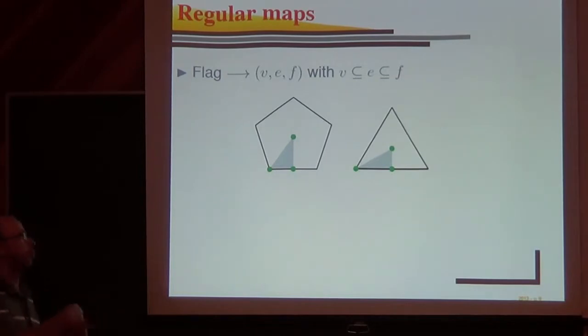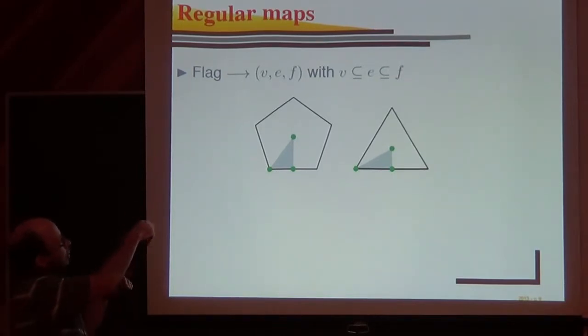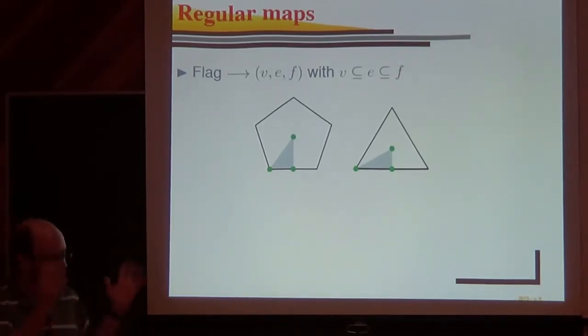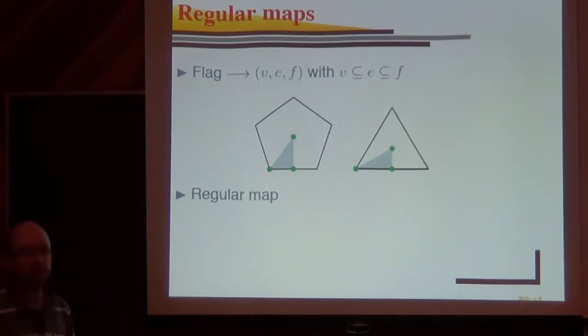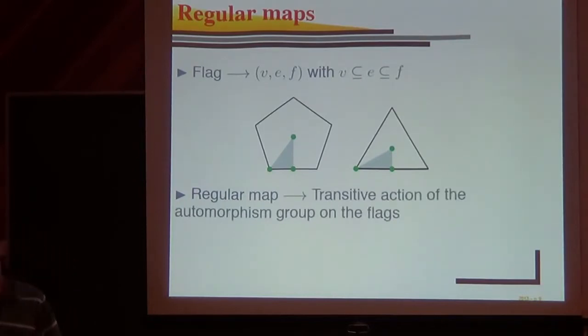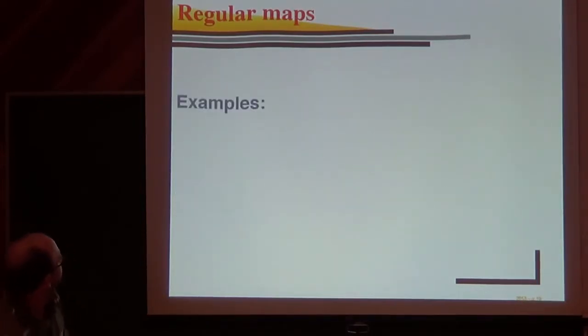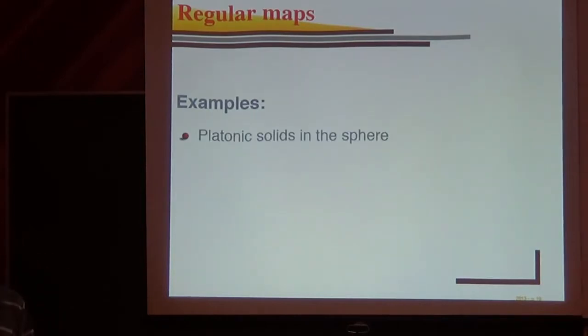And these flags give me a triangulation of the surface. So for each choice of vertex, edge, and face, I get these triangles, and well, there's a decomposition in flags. And I will say that a map is regular whenever any flag can be taken to any other flag by an automorphism, or by a symmetry, depending on my context. So examples of these regular maps are, of course, the Platonic solids. If they are not regular, then something is very wrong. And I think of these as projected to the sphere, right? So they are maps on the sphere.